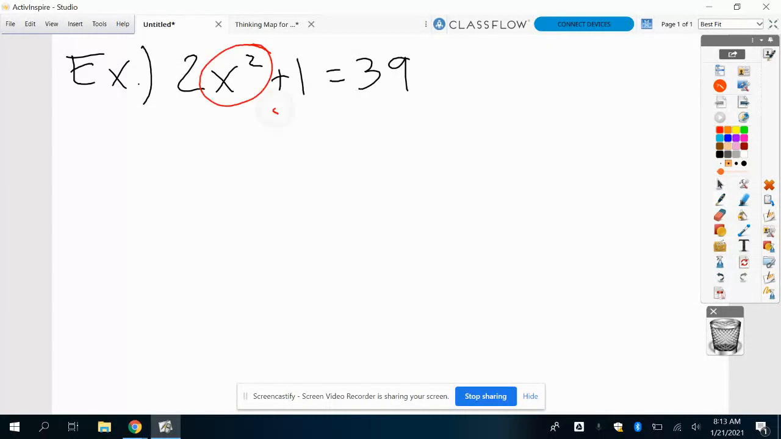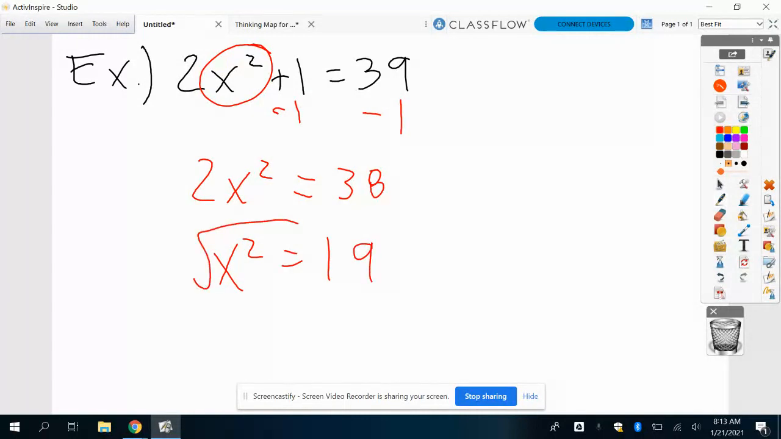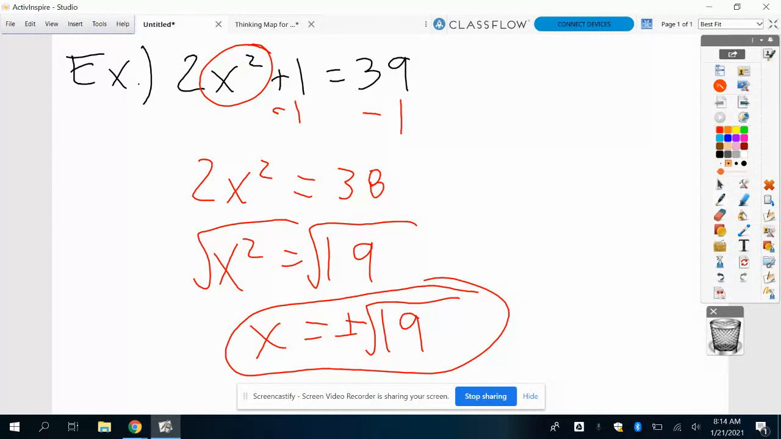So the first thing I do is subtract 1 from both sides. So now we have 2x squared equals 38. Then I divide both sides by 2. So when we do that, we get x squared equals 19. And last step is to take the square root, where we get x is plus and minus the square root of 19. You can't do anything with 19. That's a prime number. So that would be your answer. So that's the idea here, is knowing how to solve these different problems.